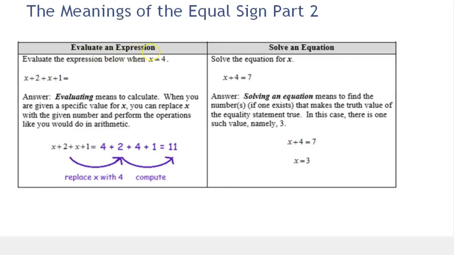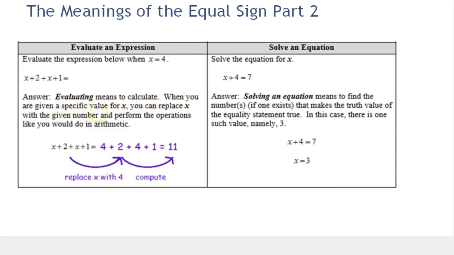Now evaluate an expression. This seemed identical to simplifying or performing the indicated operations when we add numbers, but it really means something else in algebra. When you're asked to evaluate an expression, you're given a value for at least one variable. You will have equations with more than one variable later, but you're given a value, and it means to replace the variable with that value and then calculate or do the arithmetic. So evaluating means to calculate.